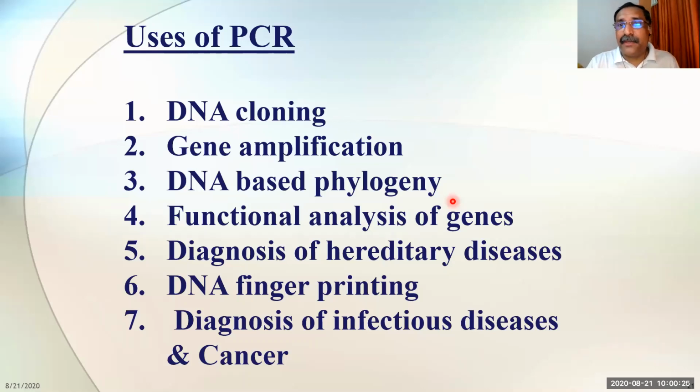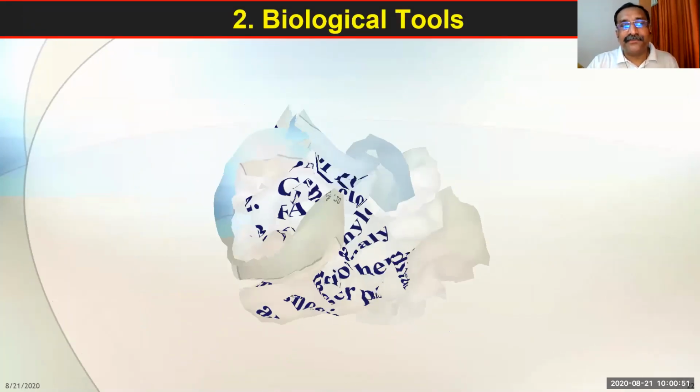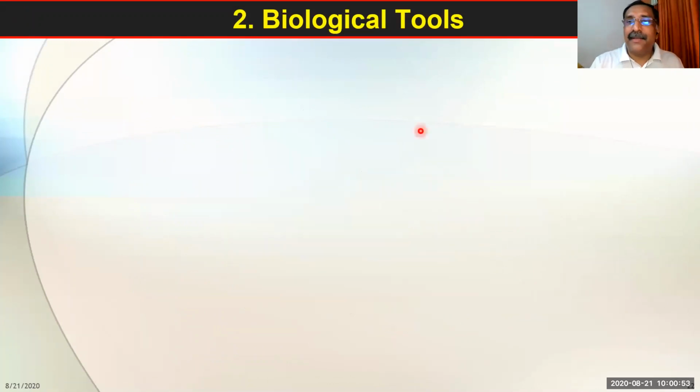Then next, DNA fingerprinting also has an important role. Then finally, diagnosis of infectious diseases and cancer. So all these are the various uses of polymerase chain reaction. Okay, so let us go to the next slide. By this, the uses of polymerase chain reaction and the steps we are completing. Now you see, the polymerase chain reaction steps we have completed. The instrumental devices, that also we have completed.